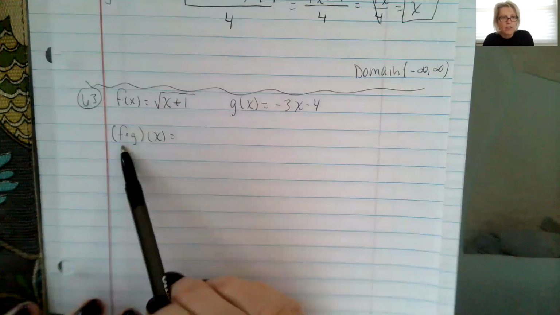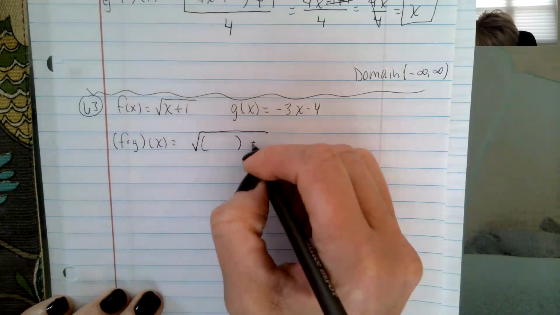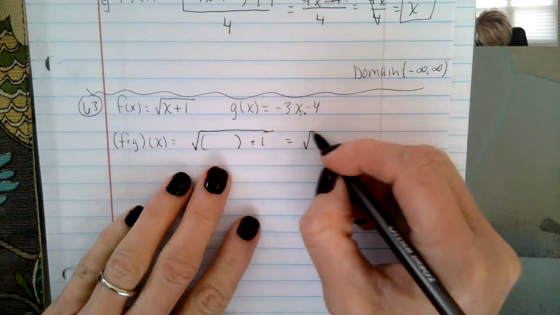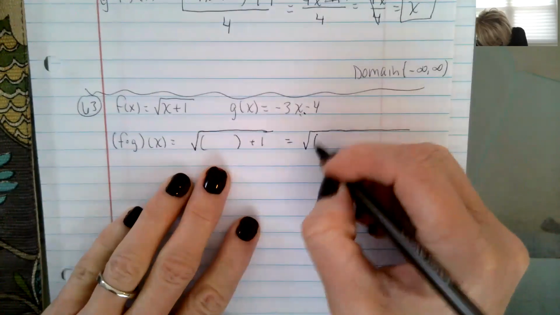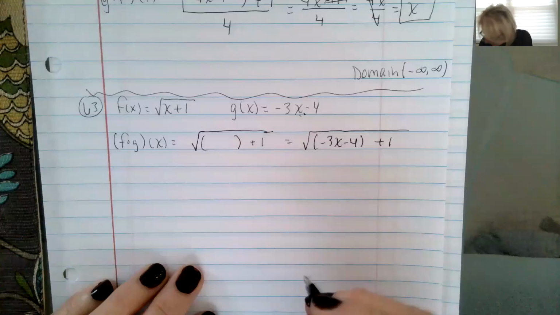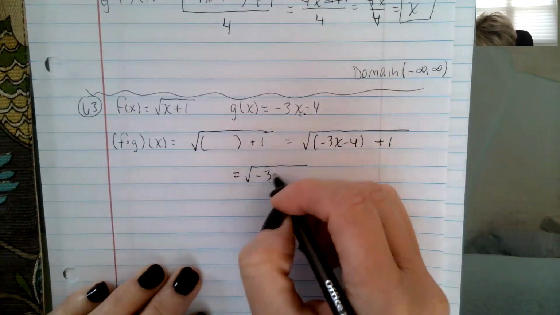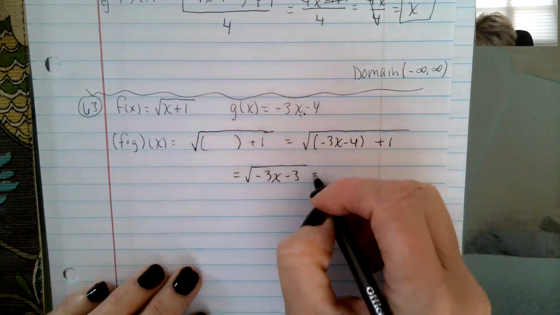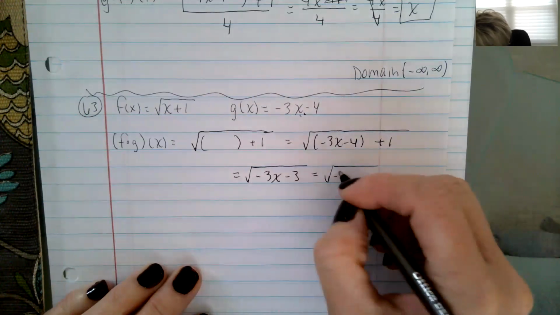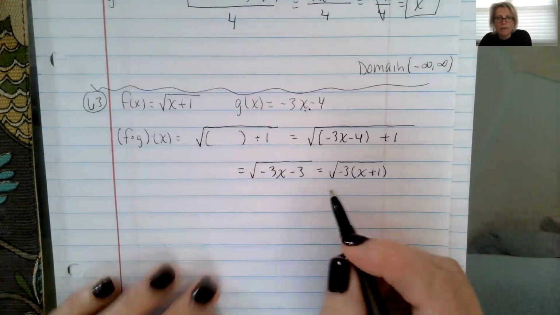So my big function is this thing. It's the square root of something plus 1. And that something is my g function. And so I'm going to put in there negative 3x minus 4 plus 1. And now simplify. So that is the square root of negative 3x minus 3. And that's really all I can do. I could factor a negative 1 out, or negative 3 out, but it doesn't really change anything.